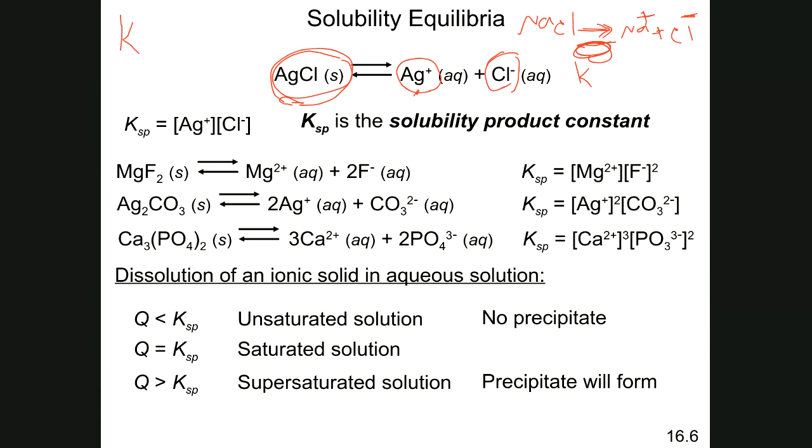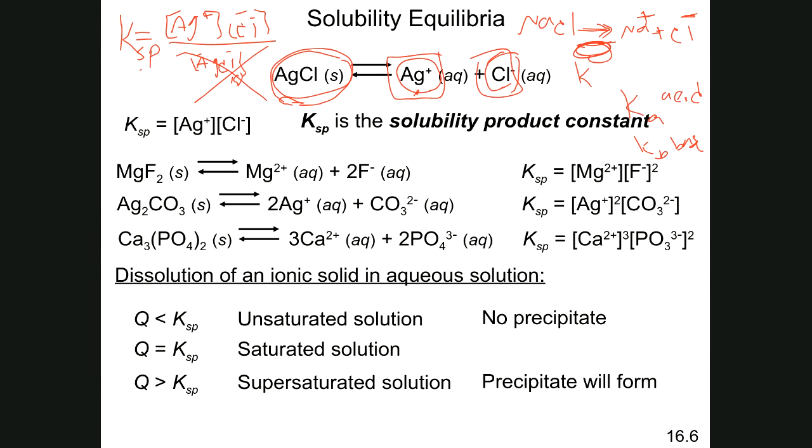Remember, K was the concentration of products over the concentration of the reactants, and solids and liquids are not allowed. In this case, AgCl is solid, so we cannot write it here because it's not allowed, so I'm going to take it out. We would just write the Ag plus and Cl minus. And this takes a specific name. What is that specific name? It is Ksp. Just like Ka is used for acid and Kb is used for base, Ksp is used for ionic compounds that are not very soluble, and it's called K solubility product. Solubility product, because if it dissolves, it gives you this product.